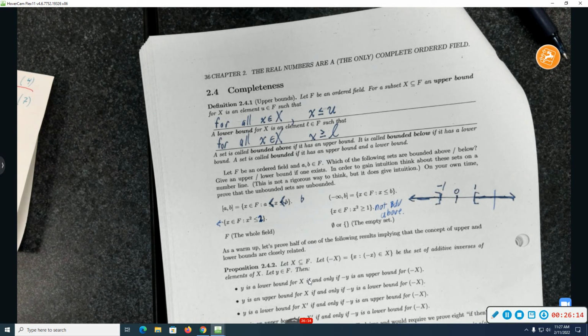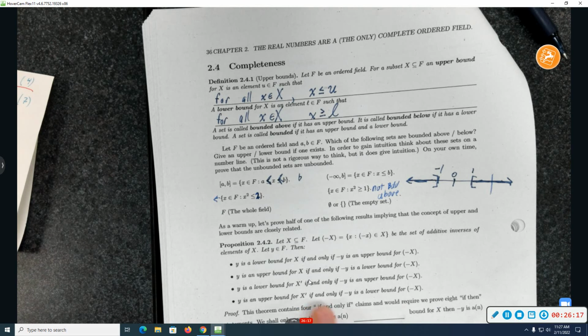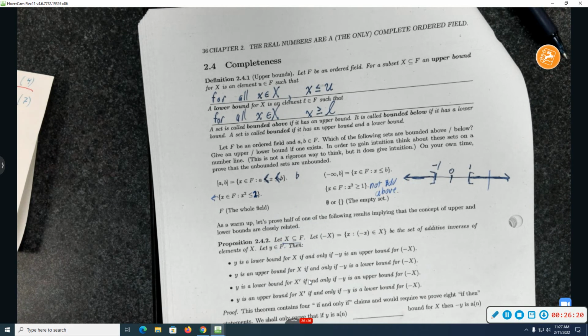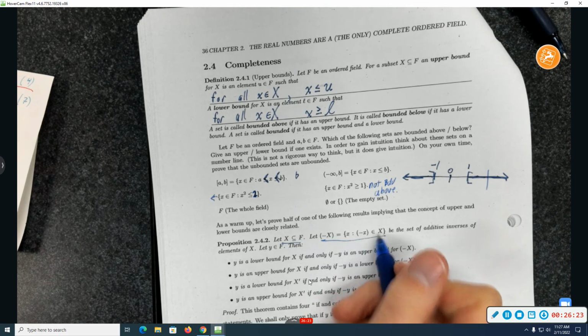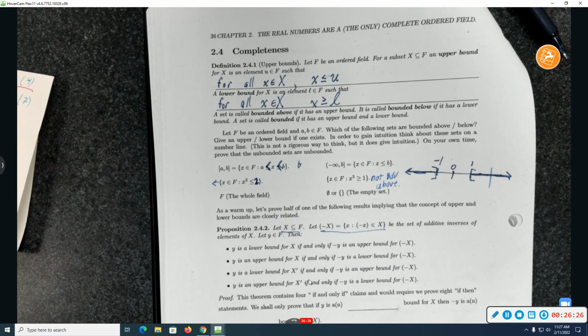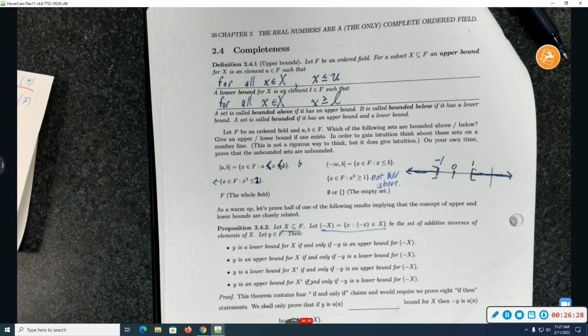Let's prove something that I think will feel reasonably obvious. Let X be a subset of an ordered field F. I will denote by minus X the set of all x such that minus x is in the set X. Does that seem like a reasonable thing to call minus X? Here's the claim. Let y be an element of X. y is a lower bound on X if and only if minus y is an upper bound on minus X, and all the different permutations of that.